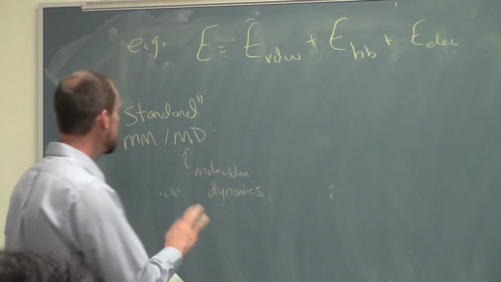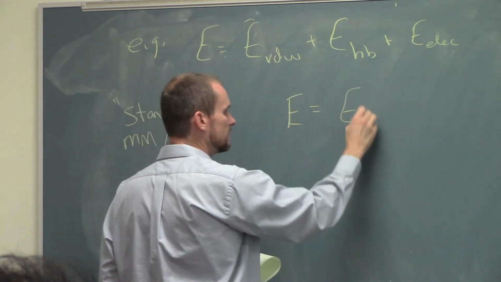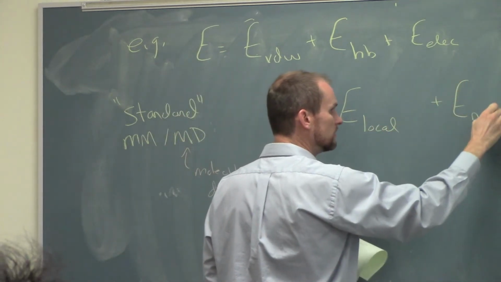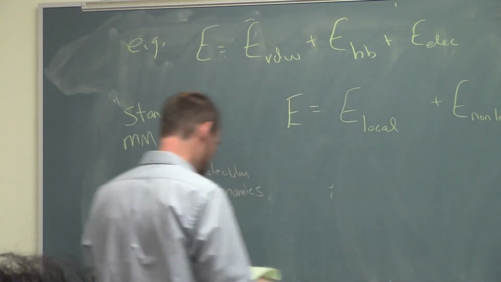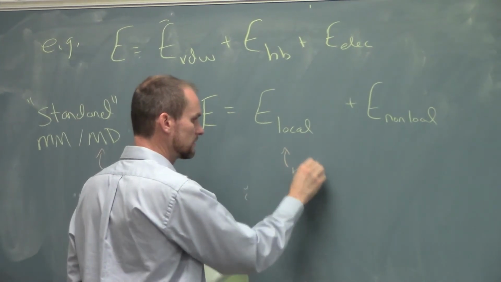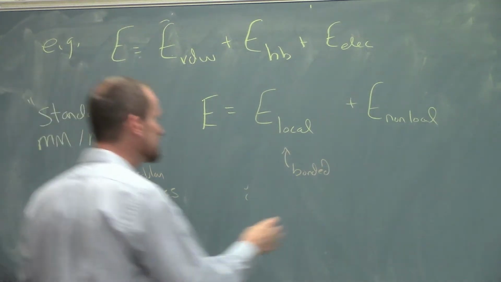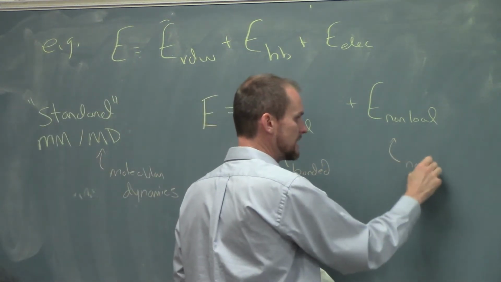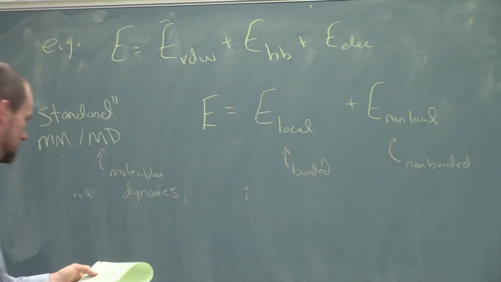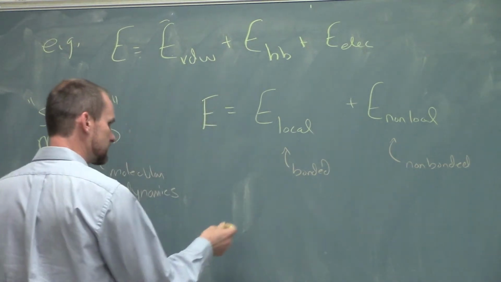So these approaches, the standard energy function decomposes like this. We take the energy is the local energies plus the non-local. And by local, we mean bonded terms between atoms that are bound together by chemical bonds. And by non-local, these are sometimes called the non-bonded terms, things that are long distance across the protein that are interacting with each other.